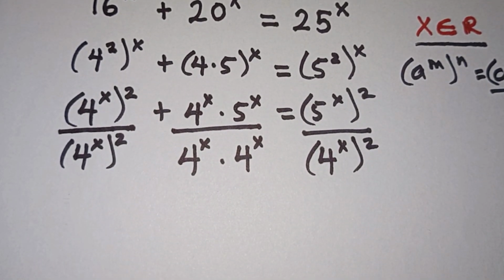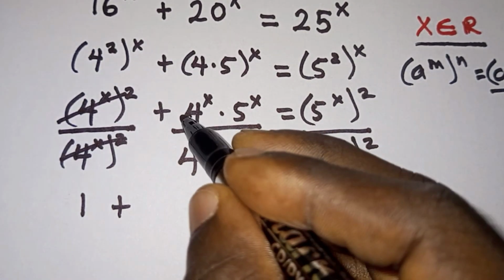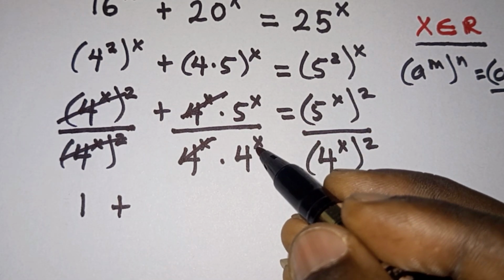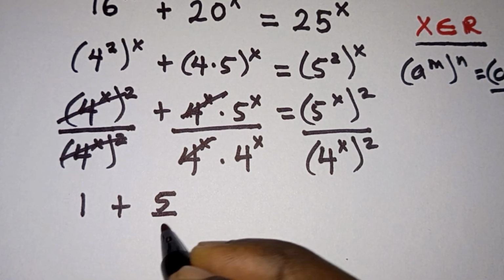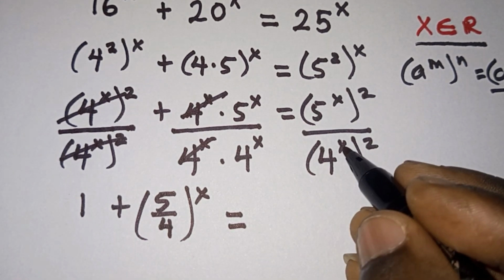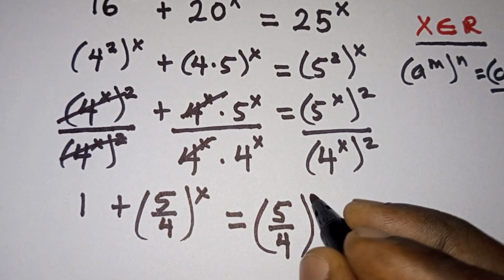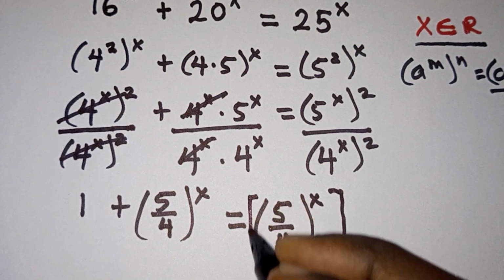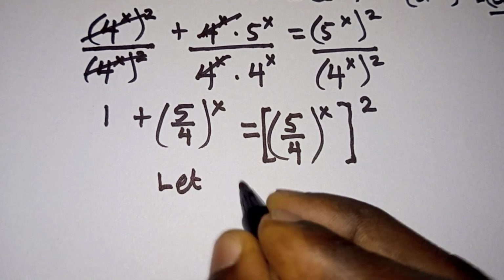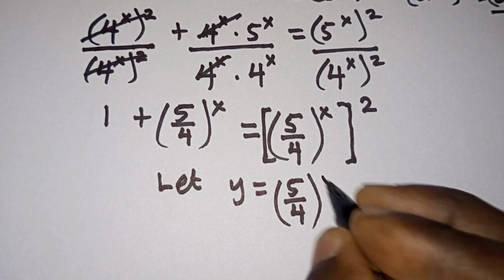Now let's go ahead and simplify this. Straight away, we see that this and this will go, so we are left with 1 plus this one, and this will also go. We are left with 5 to the power x divided by 4 to the power x, which could also be written as 5 divided by 4 all to the power x, and this is equal to 5 divided by 4 all to the power x, then all to the power 2. Then from here we're gonna let y equal to 5 divided by 4 all to the power x.